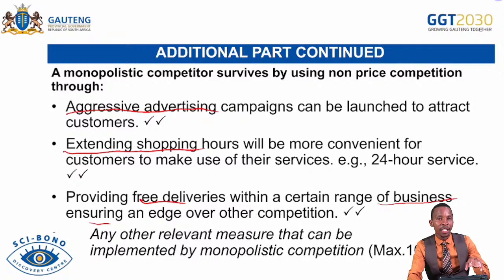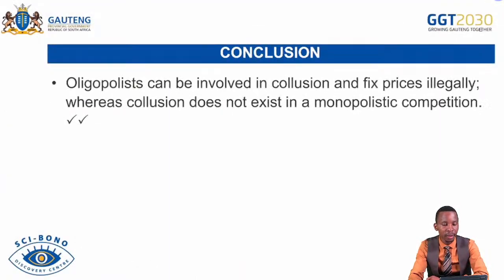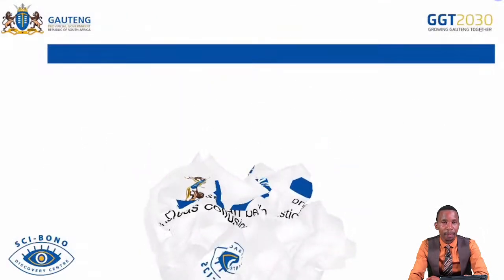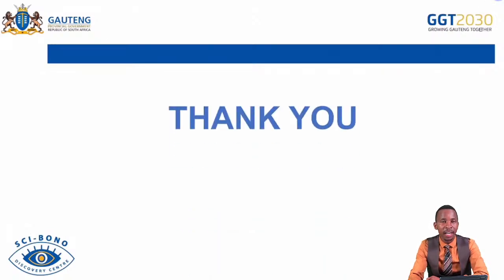Any other relevant response was given a score of 2 marks if it was correct. And then this is the possible conclusion. Oligopolies can be involved in collusion and fix prices illegally, whereas collusion does not exist in monopolistic competition. So this is the end of our essay, and our lesson ends with this essay.